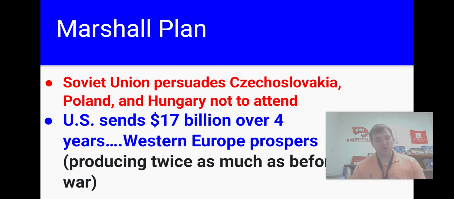Not all of Europe benefited from this. There were some countries in Eastern Europe, Czechoslovakia, Poland, and Hungary, that the Soviet Union told not to attend this conference where they were potentially able to get aid. Basically, they implied the United States is trying to pull one over on you, and you shouldn't trust the U.S. at all. Because of this, their economies were, for a long time, significantly behind the economies of Western Europe, which were able to be rebuilt in part because of the resolve of their people, but also in part because of the United States' action here.